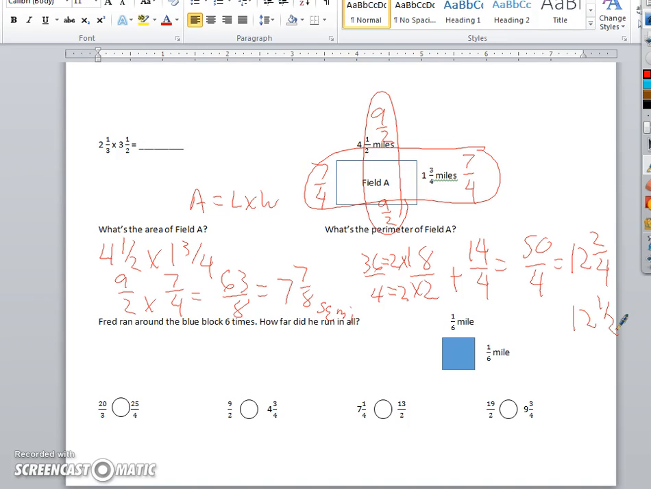Fred ran around the blue block 6 times. How much did he run in all? Okay, this shape, I'm going to go ahead and put all of my sides in there because we're running all the way around it. So if I went all the way around one time, it would be 1/6 plus 1/6 plus 1/6 plus 1/6. That would be 4/6. But Fred ran around it 6 times, so I'm going to take it times 6. That means I'm going to put my 1 underneath. Top times top, bottom times bottom. I got 24/6. If I divide that out, it just equals 4 miles.